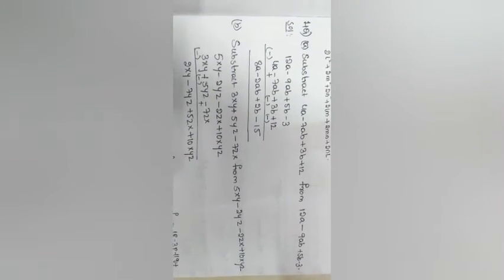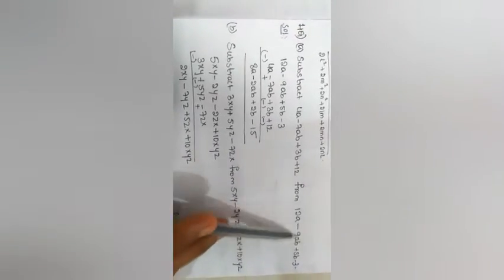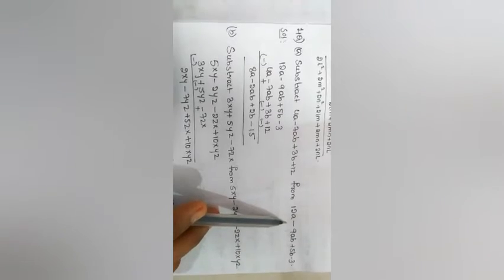Coming to the fourth question, the third question was adding, but the fourth question is subtract. Subtract this from this. So first you need to write the second expression, and then you need to write the first one. If it is plus here, we need to take minus here. If it is minus here, we need to take plus here, and we need to solve. See.